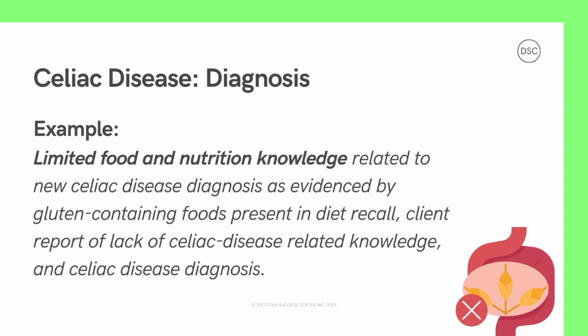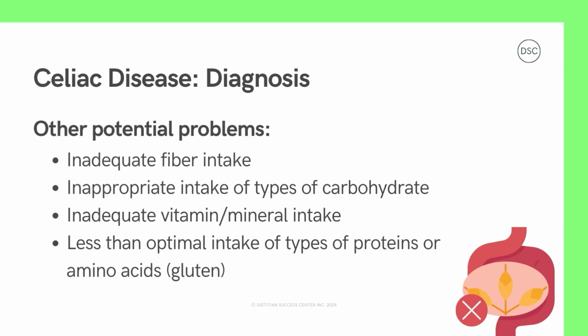If the main issue is that the client is completely new to the concept of celiac disease and a gluten-free diet, a nutrition diagnosis with a food and nutritional knowledge deficit problem might make the most sense here. Note that limited food and nutrition knowledge is the NCP-approved synonym for food and nutrition knowledge deficit, and you can choose your preference for which you like better. Other potential problems might include inadequate fiber intake, inadequate intake of types of carbohydrate, inadequate vitamin and mineral intake, or less than optimal intake of types of protein or amino acids, i.e., gluten.